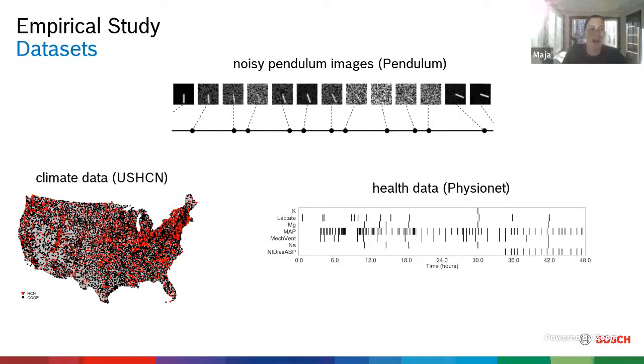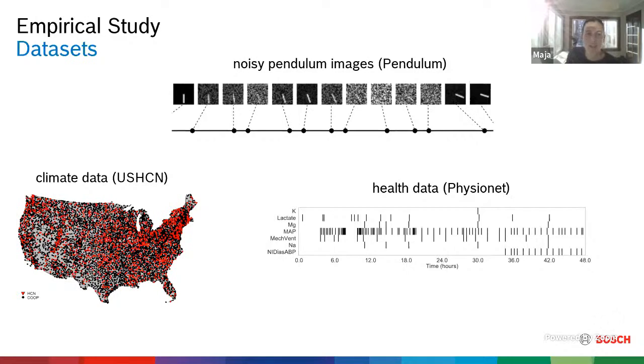What I wanted to describe now is our empirical study. We studied 3 data sets. First are noisy pendulum images. Those are 24 by 24 frames from a pendulum simulation, and there's a correlated noise process put on top of the images. Then we also study the US historic climate network. This is climate data from thousands of stations across the US, over many years.